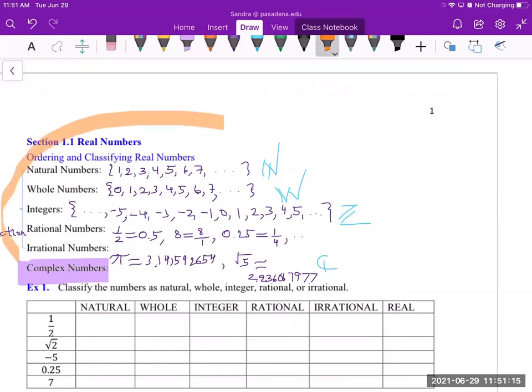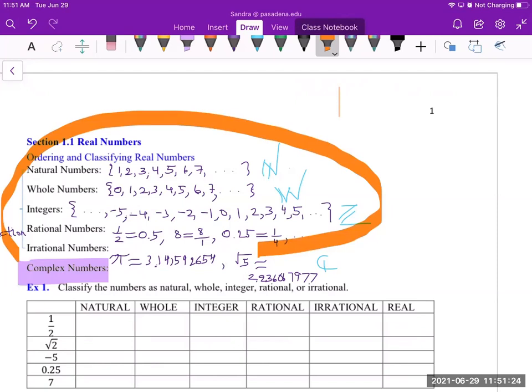All of these numbers right here that we have, without including the complex numbers, they're all called real numbers. In order to write the word real numbers, we just use this R. This R represents real numbers. They're all of them real numbers.